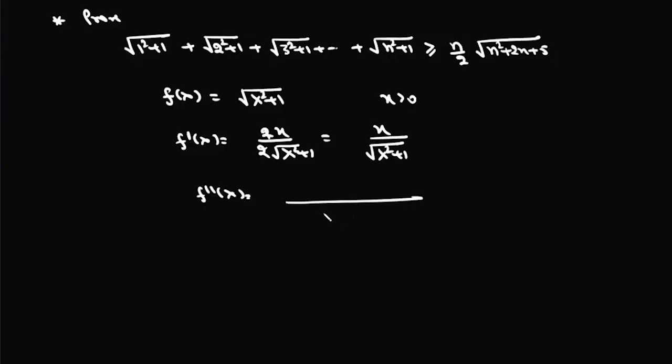And we find f double dash x, it will be x square plus 1, and here will be under root of x square plus 1 minus x into 1 upon 2 under root x square plus 1 into 2x. Now here this f double dash x is greater than 0. That means it is a convex function.